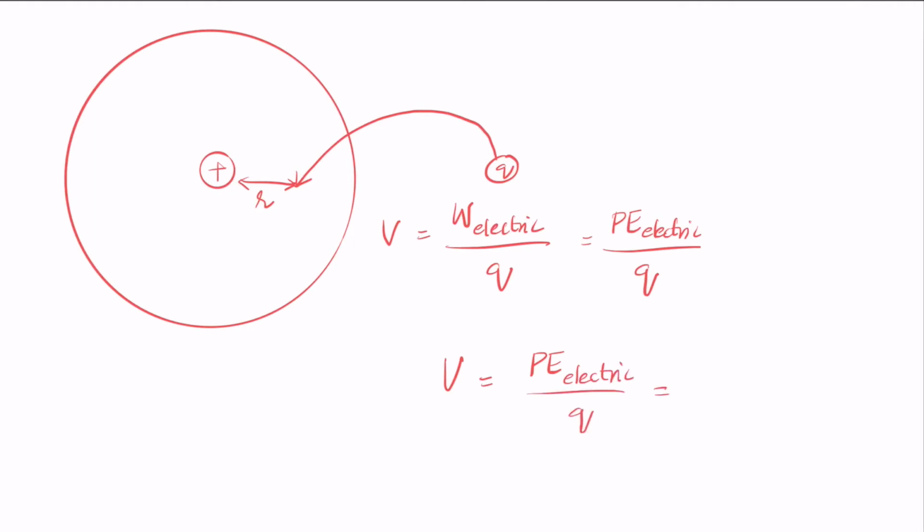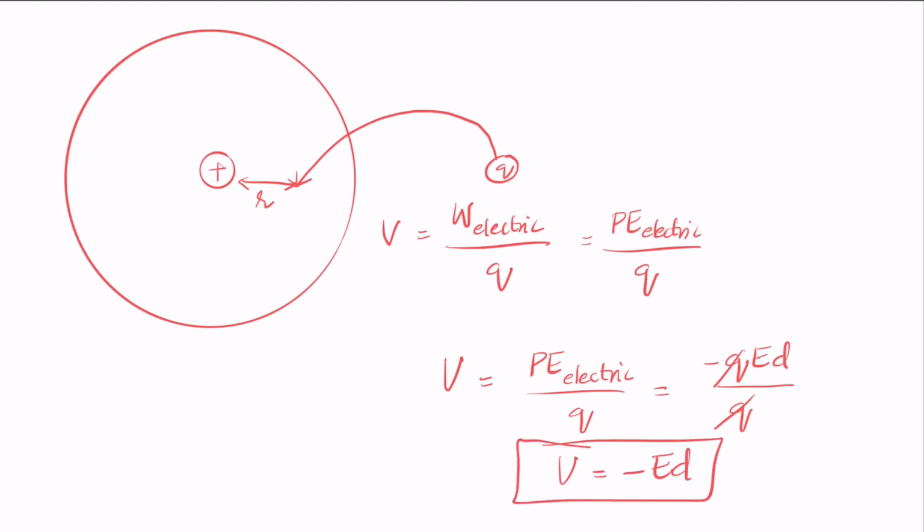We already know that electrical potential energy is minus QED. Divided by Q, the Q cancels, so V equals minus ED. So this is the formula for potential, minus E times D. We can remove the negative symbol anytime we want depending on the reference charges that we use. So V generally is written as ED.